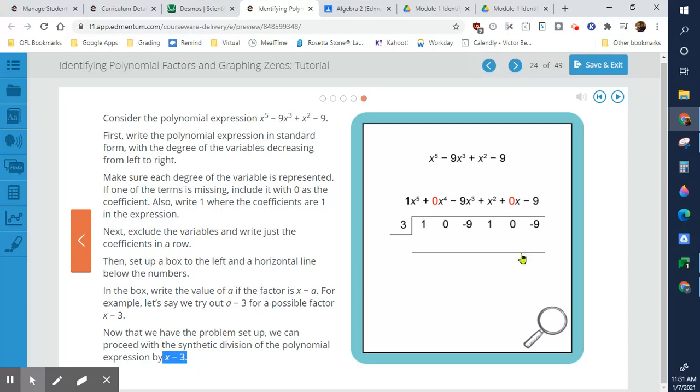And I don't know why I'm saying this because I'm literally going to do it in the next screen, but we'll see it right now. So give me a second. Let's go to the next screen and start solving how to do this synthetic division.